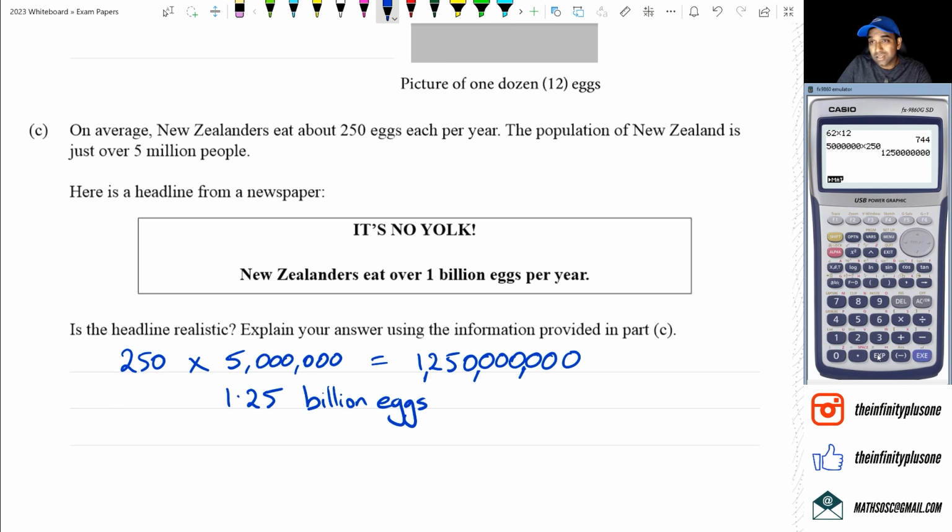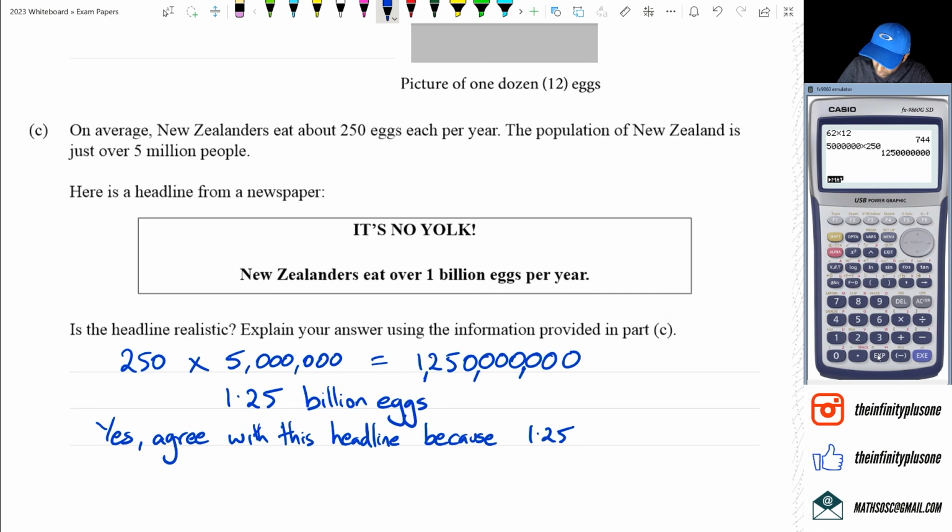So is the headline realistic? Explain your answer using the information provided in part C. So we're just going to have to write a little statement. We can say, yes, agree with this headline. I hate writing these things. I wish I could just type it out. Agree with this headline because 1.25 billion is theoretically more than 1 billion.